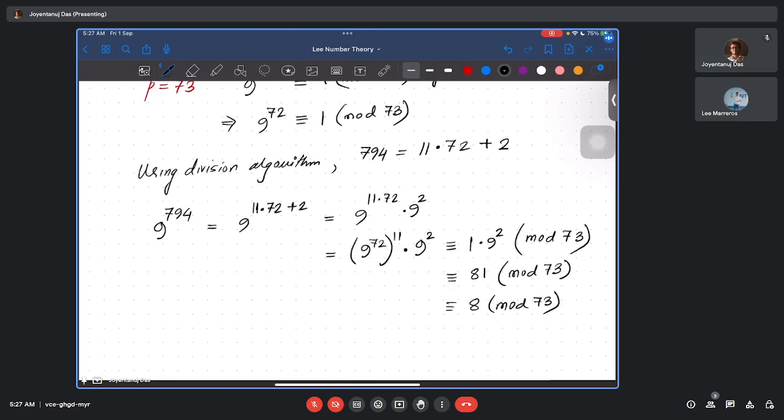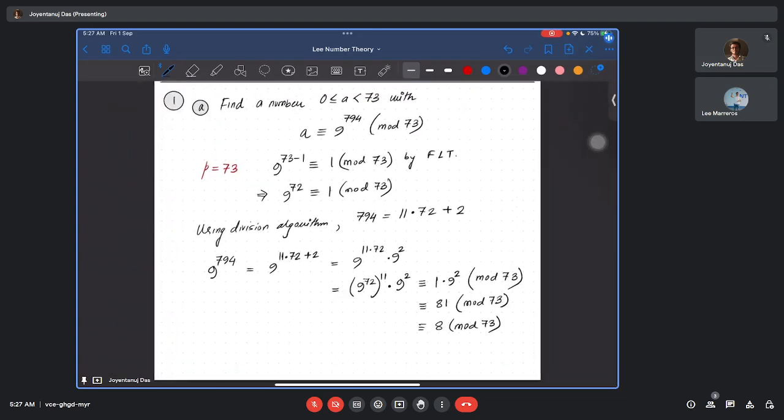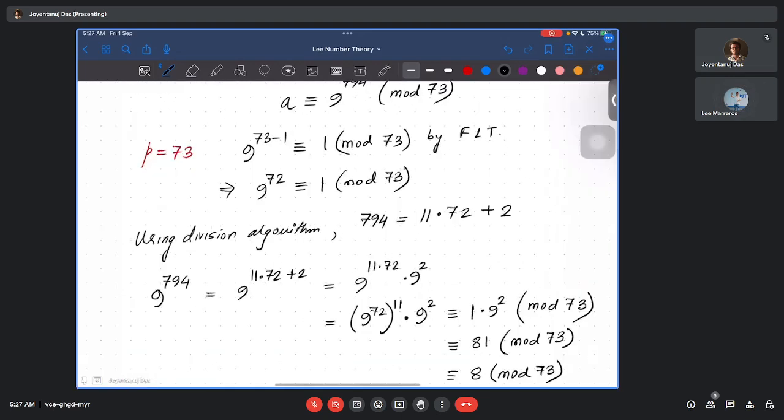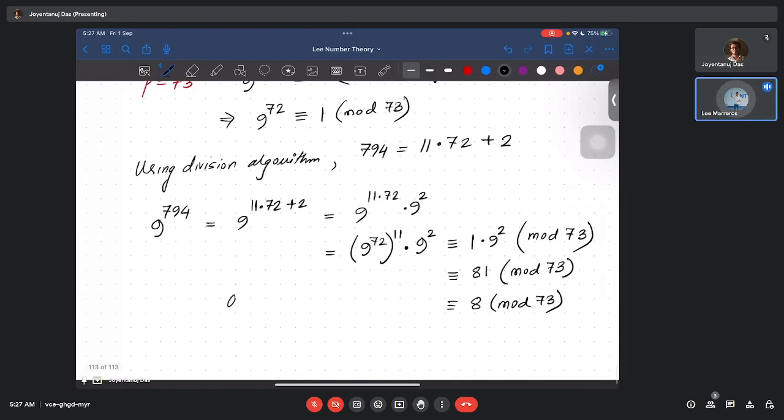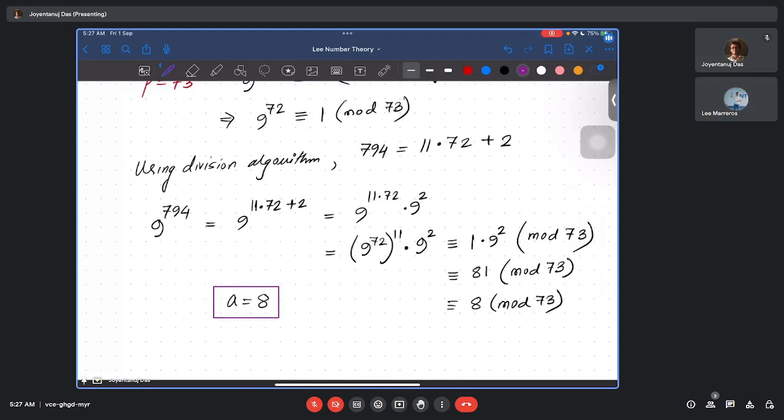So it is 8 mod 73. So the number that you are asked to find, that A, is 73. You're saying you are eliminating 9 to the 72 because it is 1. Right, so we know that already using the Fermat theorem, right?